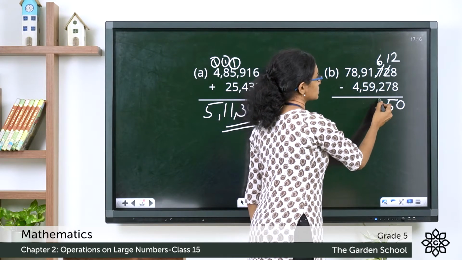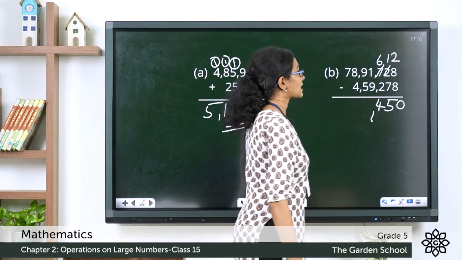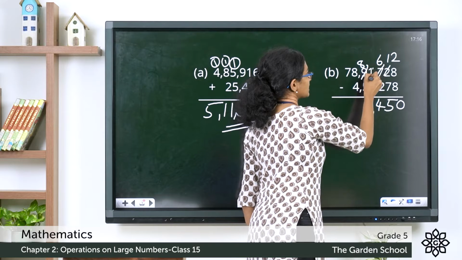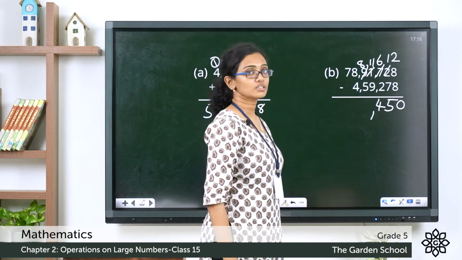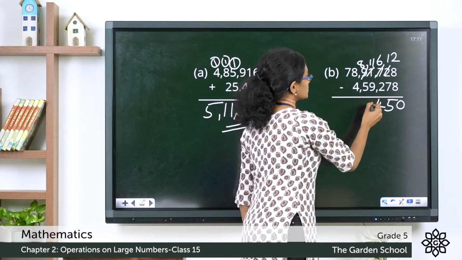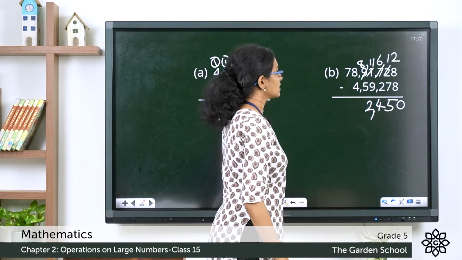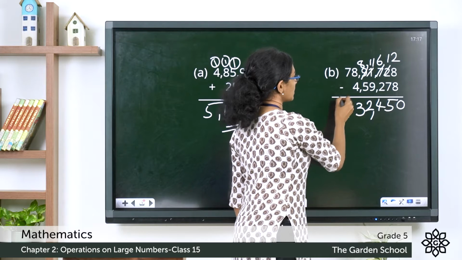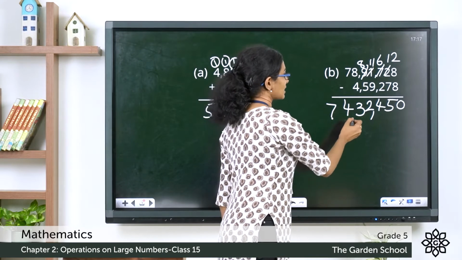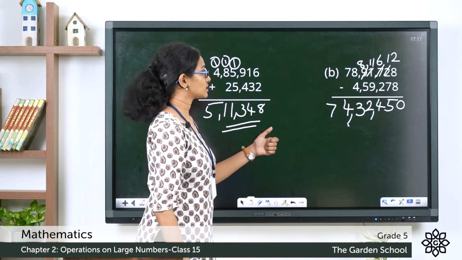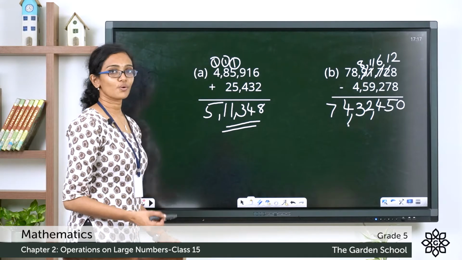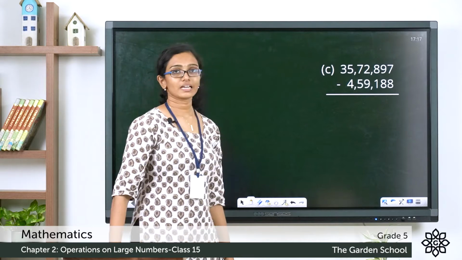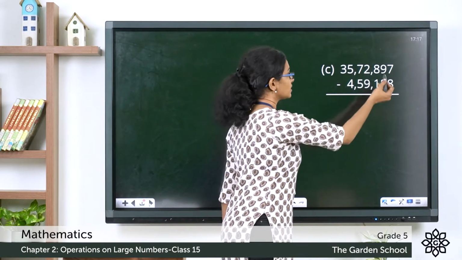Now 6 minus 2, it is 4 here. Now again in the thousands place, you have 1 minus 9. We have to borrow, making this 8 and making this one 11 thousands. Now 11 minus 9, it is 2. Now 8 minus 5, it is 3. 8 minus 4, it is 4. Now bringing down this 7. So that gives you the difference of 74,32,450. Now let's move on to question C. This is also a subtraction. Let's do the subtraction.